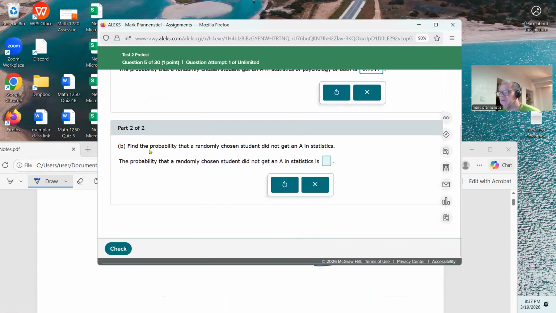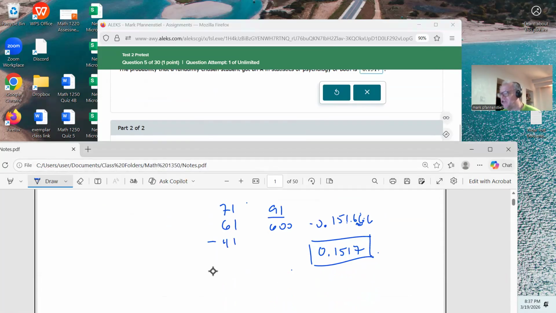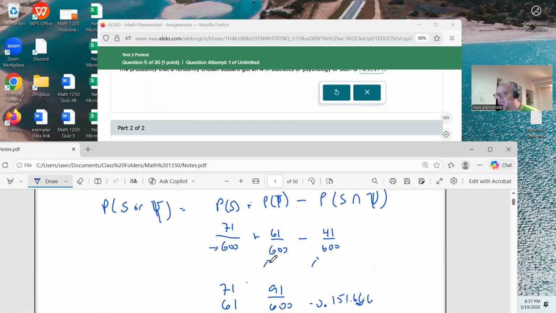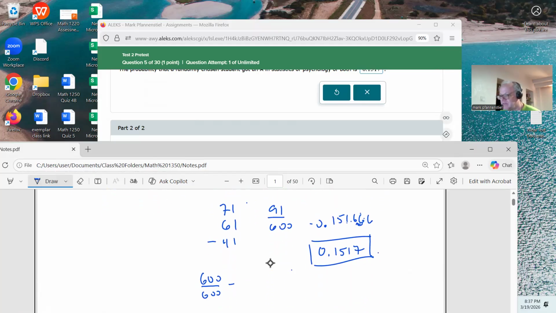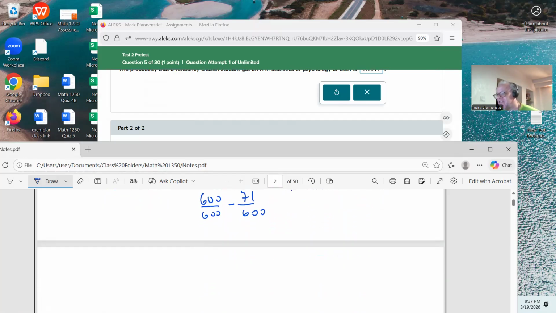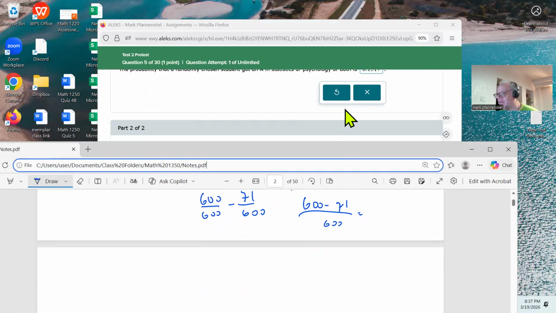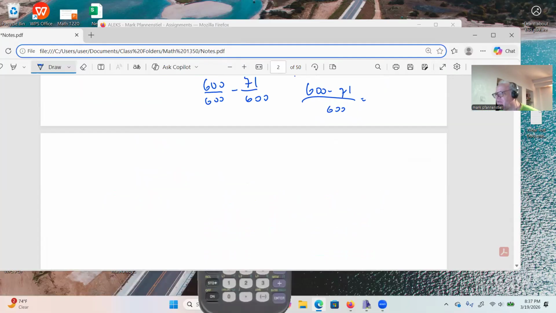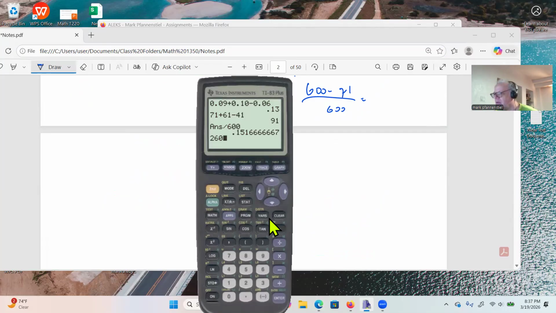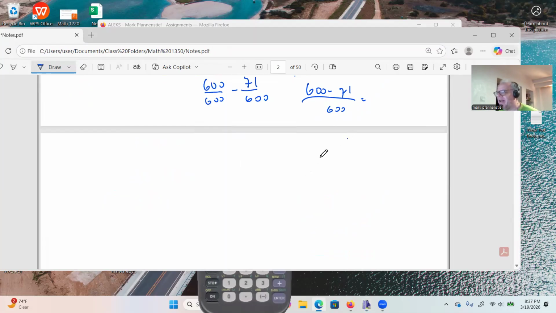All right. Next one. Find the probability that a randomly chosen student did not get an A in statistics. All we have to do is say 600 over 600 minus, for statistics, that was 71 out of 600. Again, we still have the same common denominators, so we just take 600 minus 71, all divided by 600. So 600 minus 71 gives us 529 over 600.